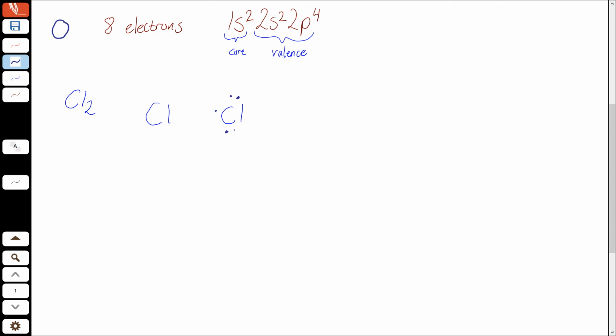So we could draw 7 valence electrons, 7 valence electrons, and then we could notice, oh, this one's kind of missing one, and this one's kind of missing one. So if those kind of came together and shared, then we could make a compound that looks like this.